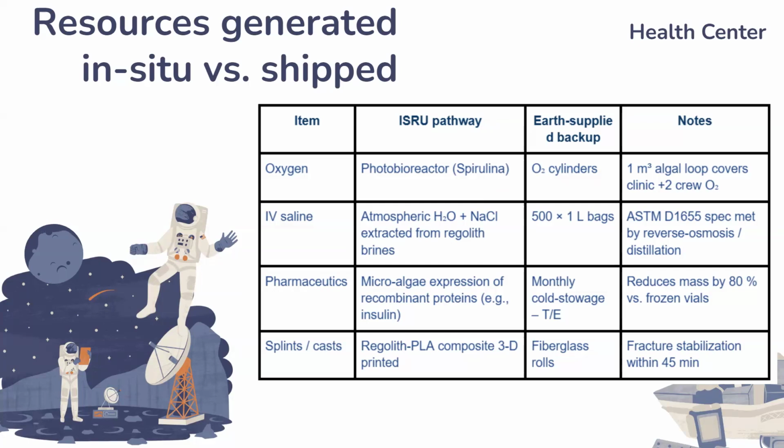Then the other item is the IV fluid. We no longer rely entirely on shipped inventory. Instead, water is extracted from the atmosphere using humidity capture, then combined with sodium chloride derived from the Martian regolith. These brine salts have perchlorates and chlorides, which have already been identified in the Martian soil by the Phoenix lander and the Curiosity rover. Once filtered, processed through reverse osmosis, and then sterilized, they meet the ASTM standard for medical grade saline. So these can be used over there.